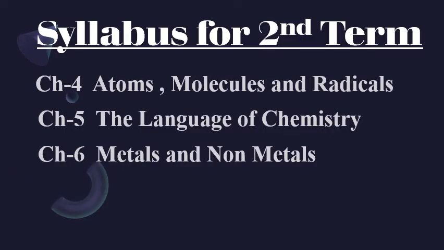Students, this is your syllabus for second term. There will be three chapters. Chapter number 4, Atoms, Molecules and Radicals. Chapter 5, The Language of Chemistry. And Chapter 6, Metals and Non-Metals. The first two chapters, that is chapter 4th and 5th, we have already done, so they will be repeated in second term also. Now we will be doing chapter number 6, Metals and Non-Metals.